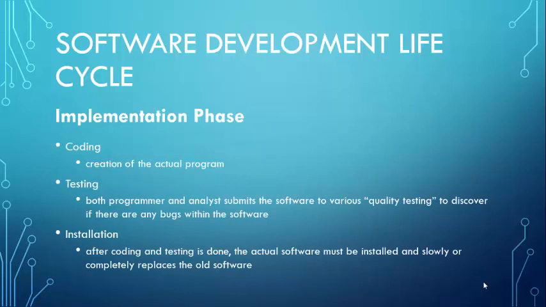After the design phase, we must put the proposed software into the test. During this phase, implementing the software will include several steps. First is coding, creation of the actual program. Next is testing. Both programmer and analyst submit the software to various quality testing to discover if there are any bugs within the software. Lastly is installation. After coding and testing is done, the actual software must be installed and slowly or completely replaces the old software. The purpose of the implementation phase is to release a fully tested and operational product to an end user or customer. The product should meet all the requirements.